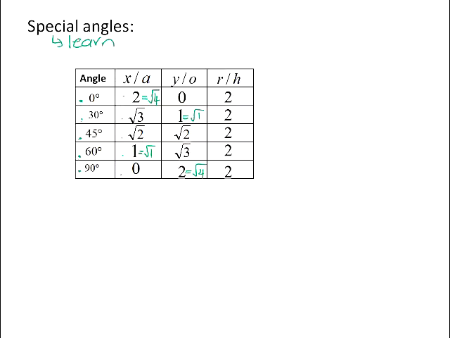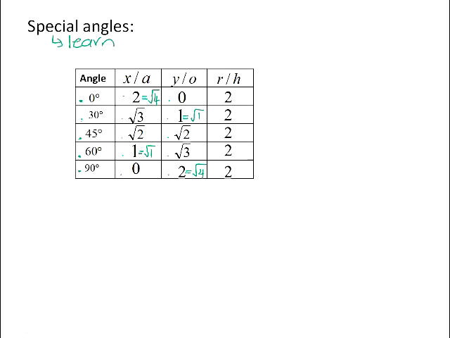And the y values do the opposite. They start at 0, then square root 1, square root 2, 3, and 4. You then have the R values as 2 for all the angle values in the table. Okay, so that is one of the ways that you can help you to remember this table. And if you don't have a copy of this table in your notes, please pause the video here and make a copy.